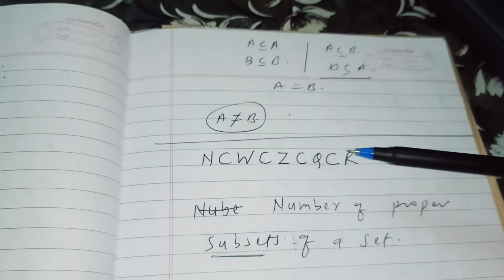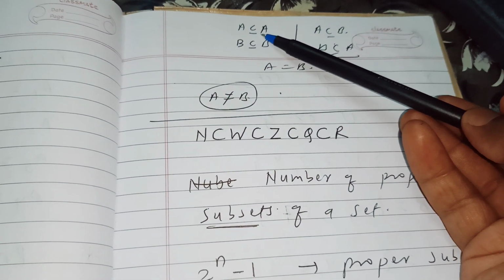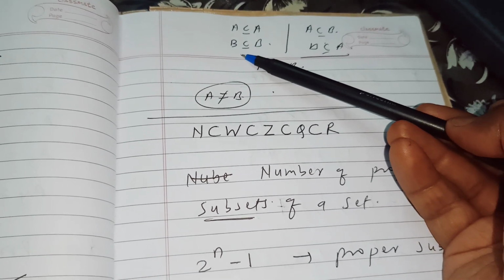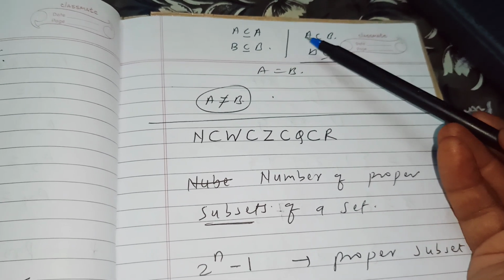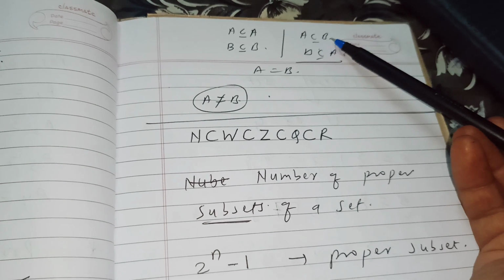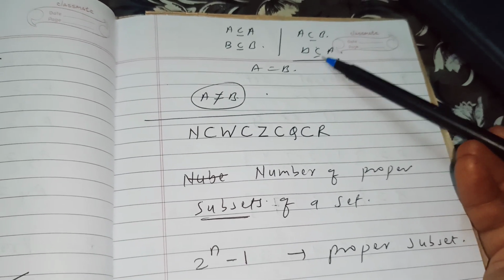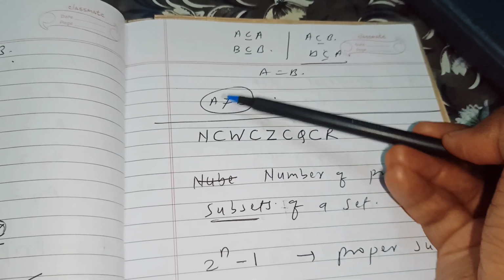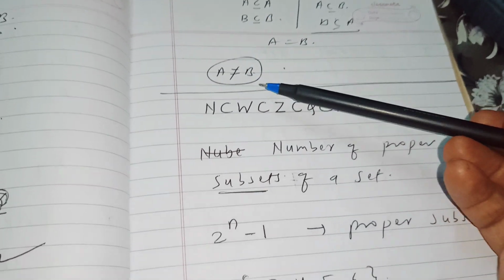And after that, A is a subset of A, B is a subset of B, and A is a subset of B and B is a subset of A. So we can say that A is equal to B, and in the proper subset condition, A is not equal to B.